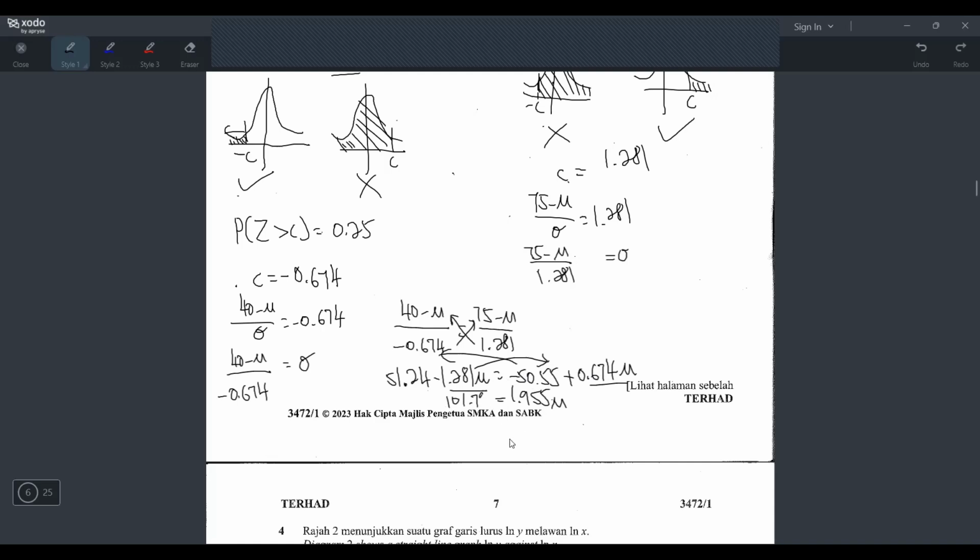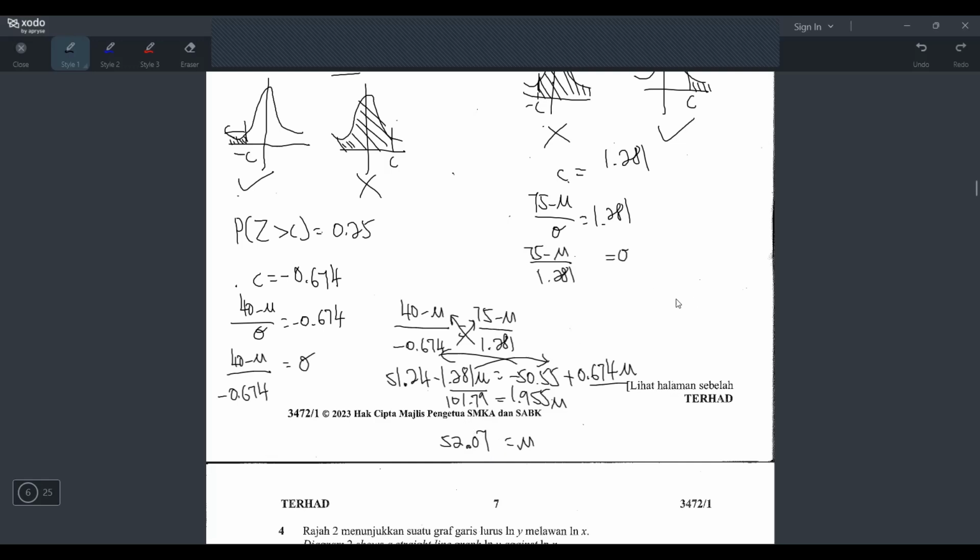And finally, you can get your mean. Just take the 101.79, divide by 1.955. Okay, my calculator gave me 52.066. So I think if we write in four significant figures, it will be 52.07, right?